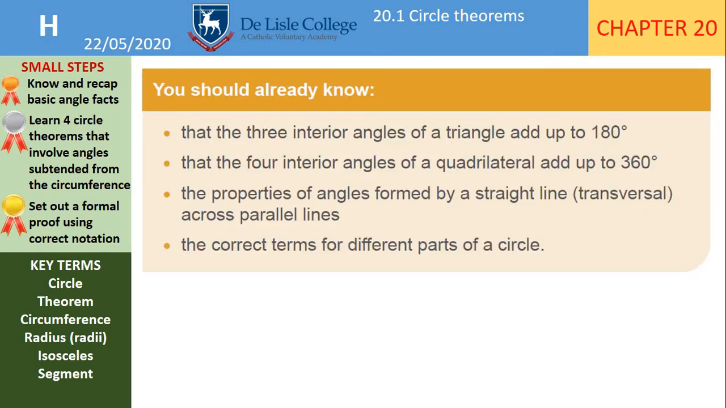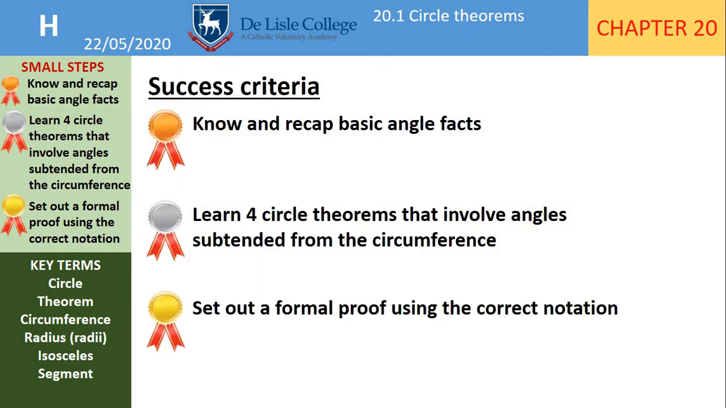So this is a list of what we should already know. The first 3 points were covered in the do now task. We're also going to have a quick recap of the different parts of a circle. So the gold objective, which is something we haven't yet mentioned, we'll be looking at proof questions and how to set out our answers for that.